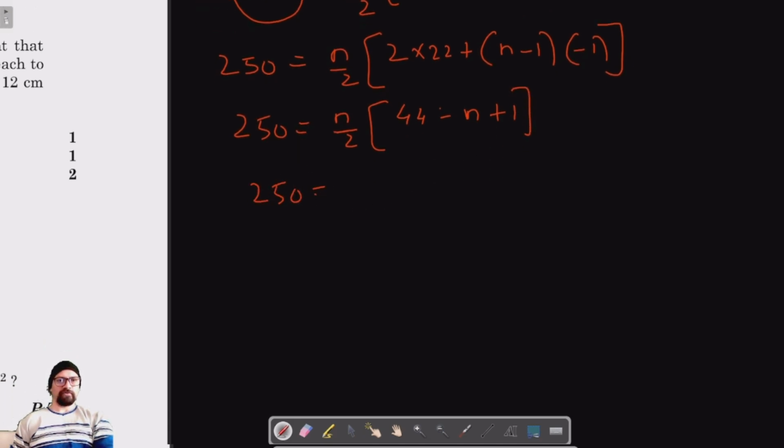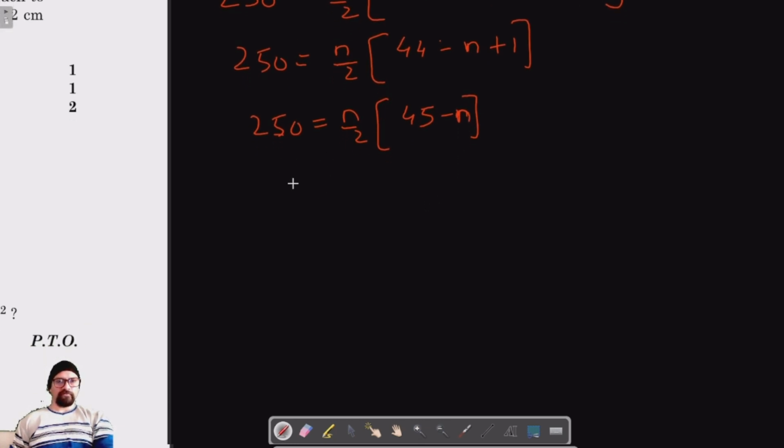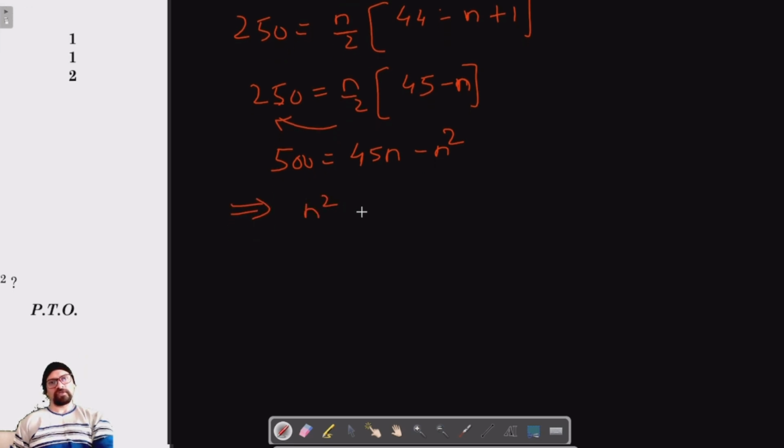And 250 is equal to n by 2 times (44 plus 1), which is 45 minus n. If we try to simplify this, 250 into 2 is 500, which is 45n minus n square, and this gives us n square minus 45n plus 500 is equal to 0.